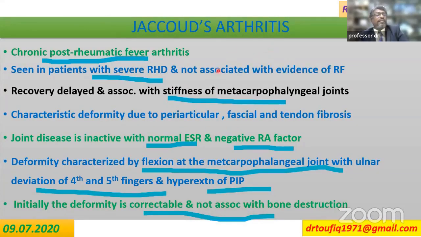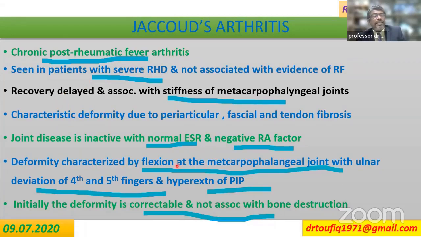This is Jaccoud's arthritis, the chronic post-rheumatic fever arthritis, seen in patients with severe rheumatic heart disease and not associated with evidence of active rheumatic fever. Recovery is delayed, associated with stiffness of the metacarpophalangeal joints. The characteristic deformity is due to periarticular, fascial, and tendon fibrosis. The joint disease is inactive, with normal ESR and negative RF factor.